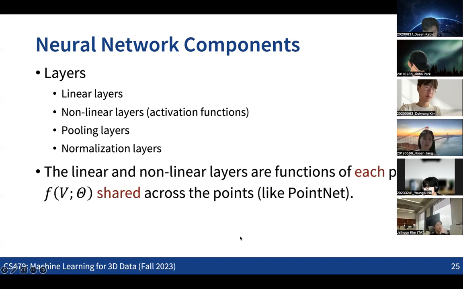Obviously, the linear layers and the non-linear layers, the activation functions, are functions that we apply to each point, as we have the shared MLP in the PointNet design. And the pooling and the normalization are global functions that are applied to the entire point cloud.